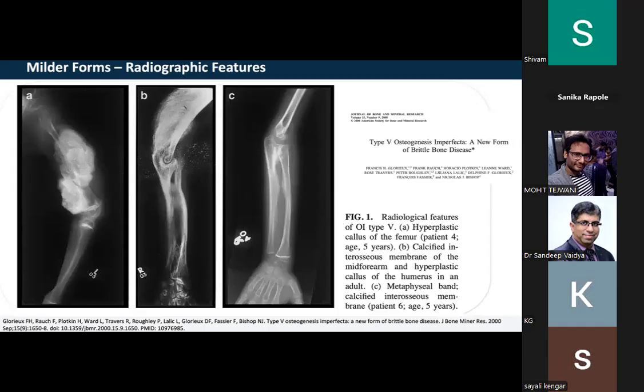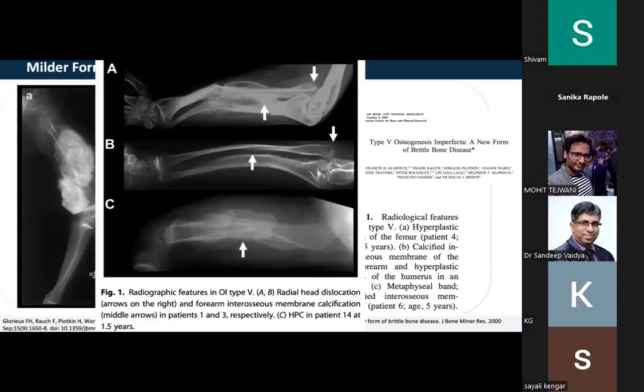So these are the images of the hypertrophic callus seen at the fracture sites, the radiodense metaphyseal bands, and the anterior subluxation of the radial head, as seen in these images.